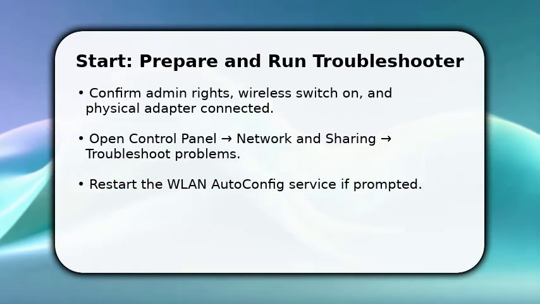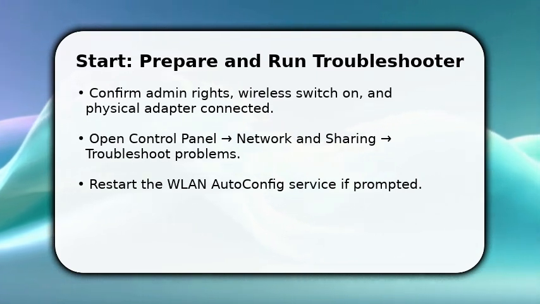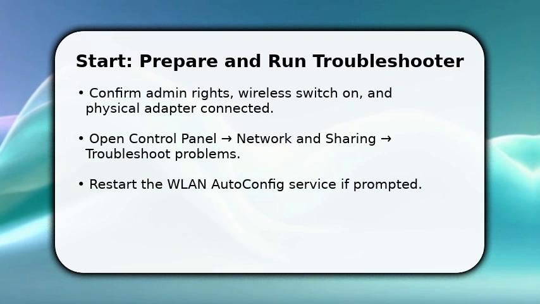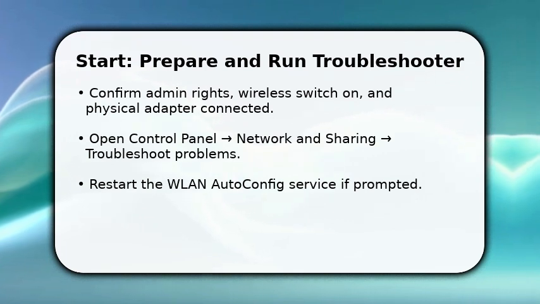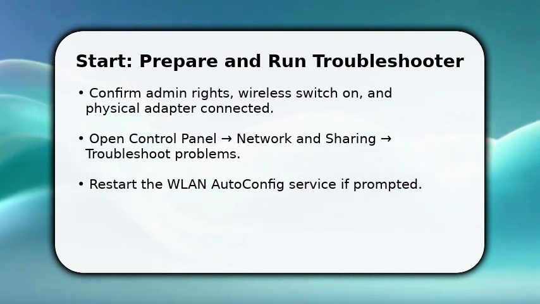You start by confirming essentials. You have administrator rights, the wireless switch is on, and the adapter is plugged in. Once done, open Control Panel, go to Network and Sharing Center, and click Troubleshoot Problems. This runs Windows diagnostics and often fixes common configuration issues automatically.